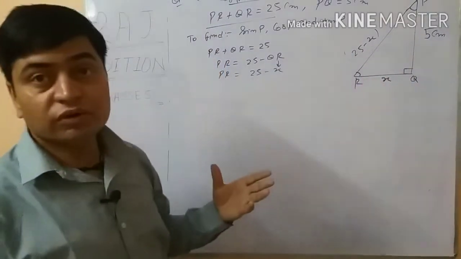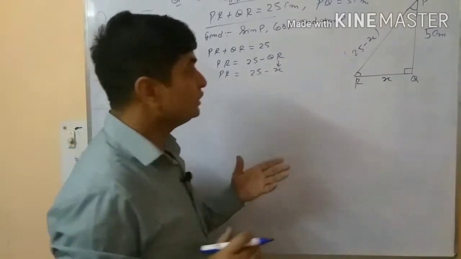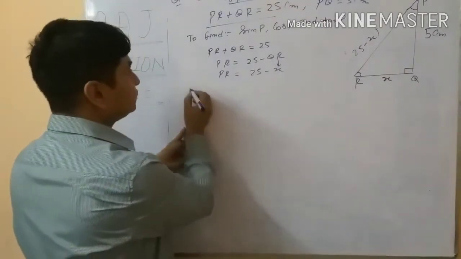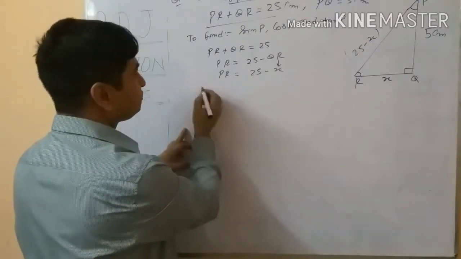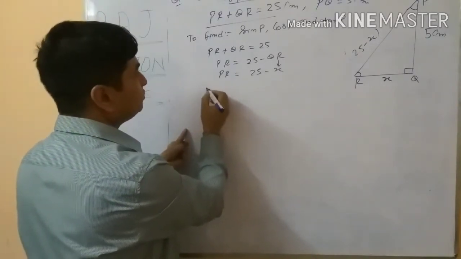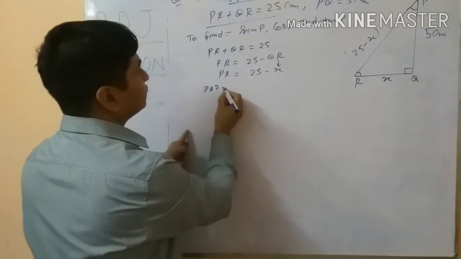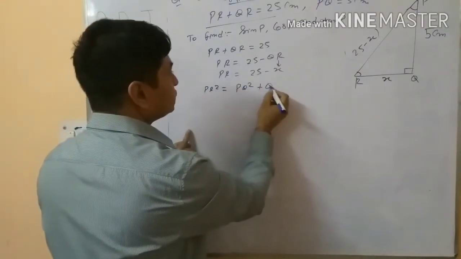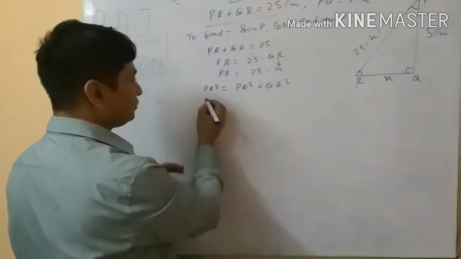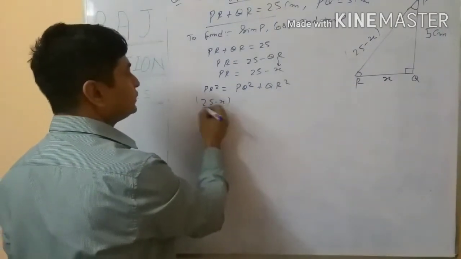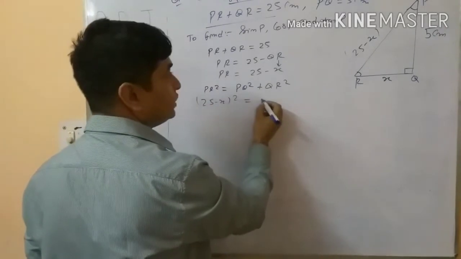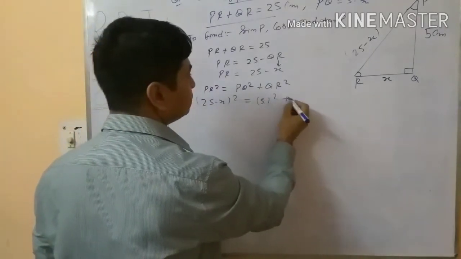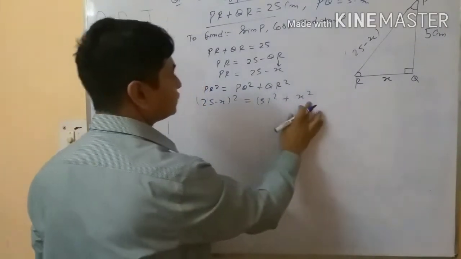So how will we form the equation? By using the Pythagoras theorem again. So what is the Pythagoras theorem? That is PR square, the hypotenuse square, equals the sum of the other two sides, PQ square plus QR square. So (25 minus x) square equals PQ 5 square plus QR x square.